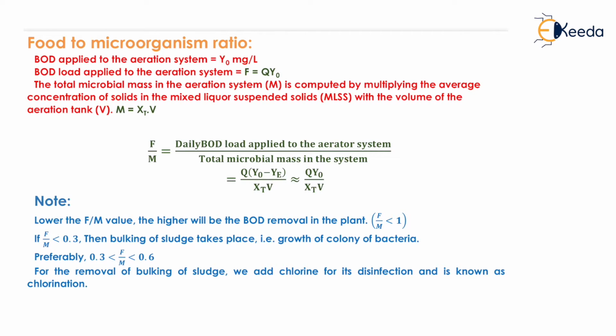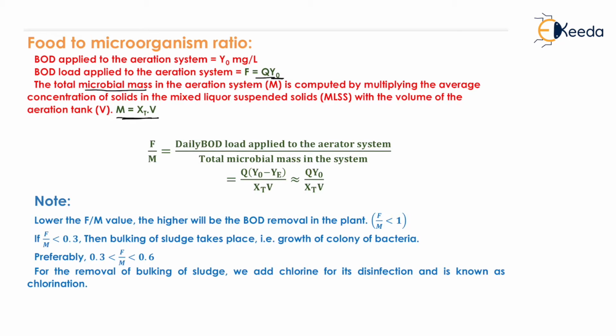Now food is generally present in the form of organic matter and mass will be in the form of microorganisms. The food will be in the form of organic matter and the microbial mass will be all the microorganisms present in the system. So food will be equal to discharge into the influent BOD, that is Q into Y naught, and the microbial mass will be equal to XT into V.